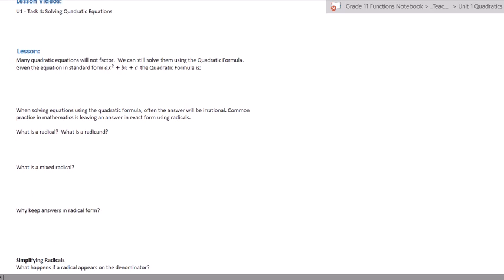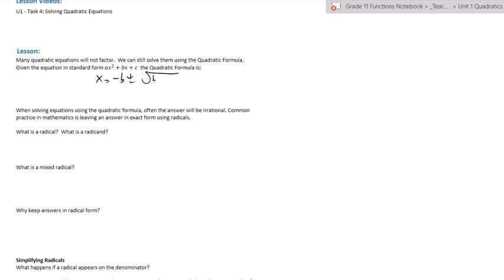So many quadratic equations will not cleanly factor. You can still solve them though using the quadratic formula. Given the equation in standard form, ax squared plus bx plus c, the quadratic formula is x equals negative b plus or minus the square root of b squared minus 4ac all over 2a. The quadratic formula will always work, always give you the roots if they do exist. It's a very, very handy formula to have on hand.